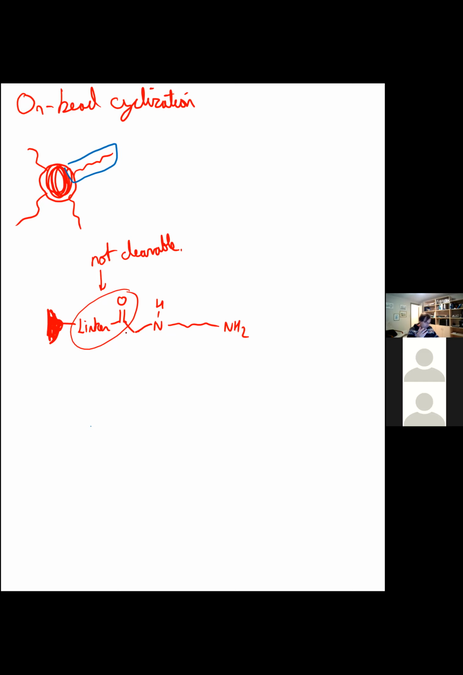Okay, so let's think about it. I'm going to draw a cyclic peptide, and I'll just use the codes. Let's say I want to make a cyclic peptide. If it's a linear peptide, I don't have a choice which residue is attached to the bead. The C-terminal residue is attached to the bead. But a cyclic peptide doesn't have a beginning and it doesn't have an end. By definition, it's a cyclic peptide. Can I make use of that with this peptide?